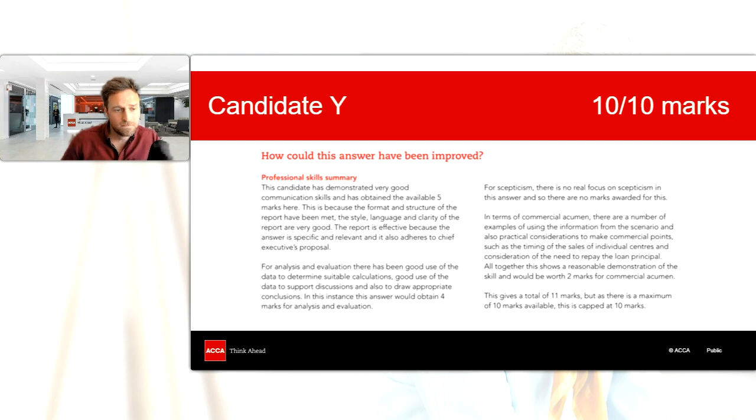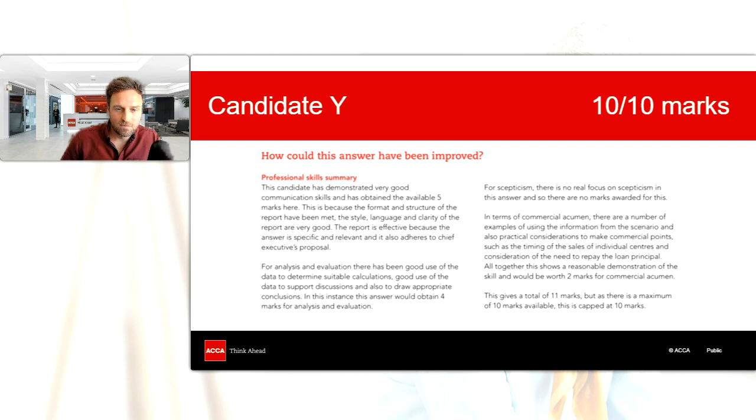Analysis and evaluation was good as well, drawing good conclusions. Again, they weren't particularly skeptical. They did mention a few assumptions in there, which they asked for in the requirements, by the way. Apart from that, they didn't really go above and beyond. So they could have done a bit more in there.